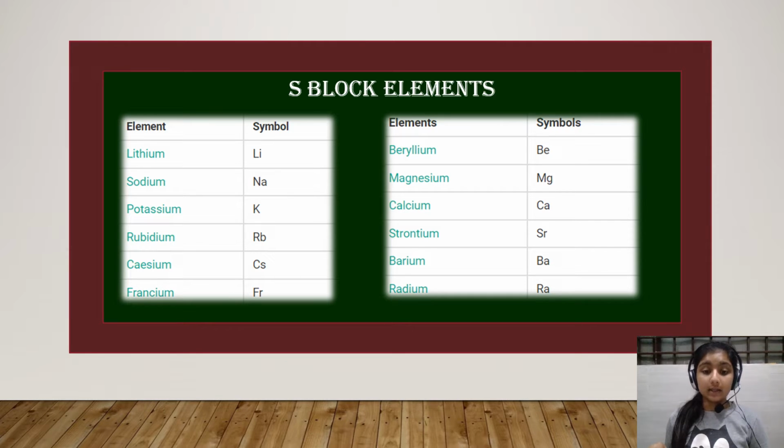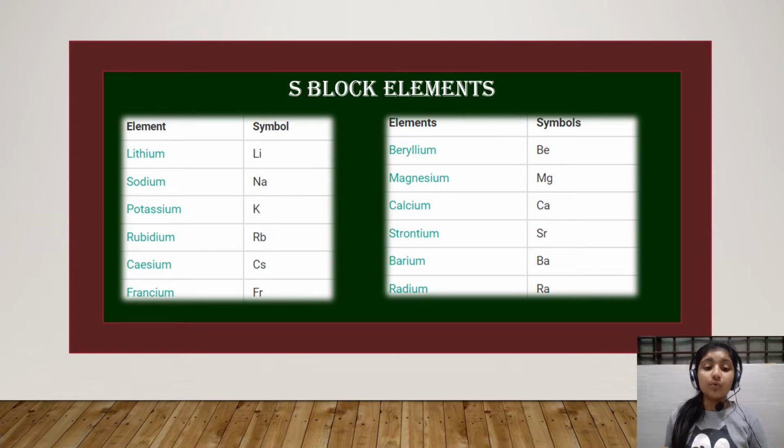Now, beginning with the second group, there are 6 elements: 1, 2, 3, 4, 5, 6. The first element of the second group is beryllium, magnesium, calcium, strontium, barium, radium. Always remember that the first letter of the symbol is always capital and the second letter is always written small.